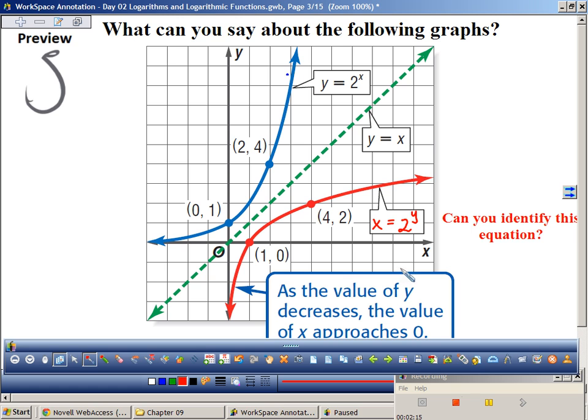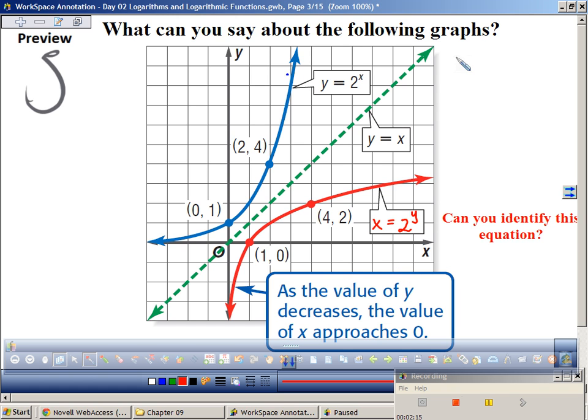Remember that? So we were dealing with lines like this. Y equals 2x plus 3. How would I write that inverse function? x equals 2y plus 3. Remember that? We switched the x and the y. It's the same thing as switching the points, the x and the y points.